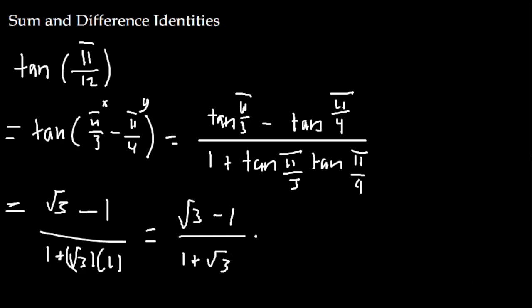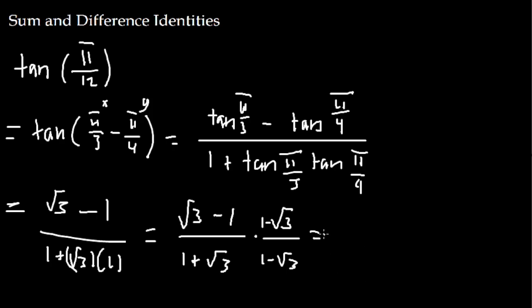Now, the conjugate, ano ba yung ingay? We need to multiply this by the conjugate of the denominator, which is 1 minus square root of 3. Now, let us simplify.